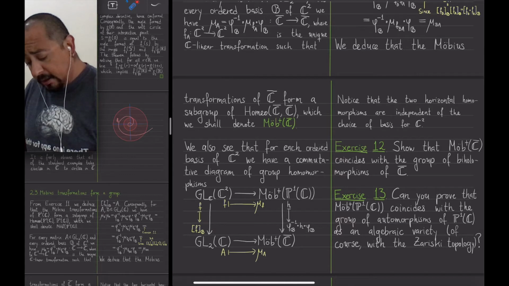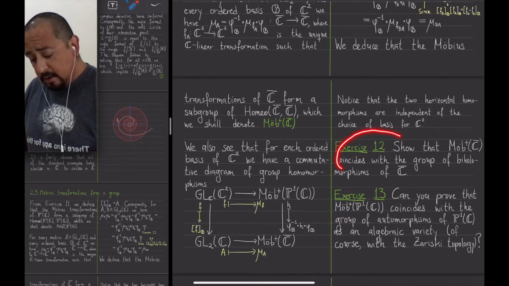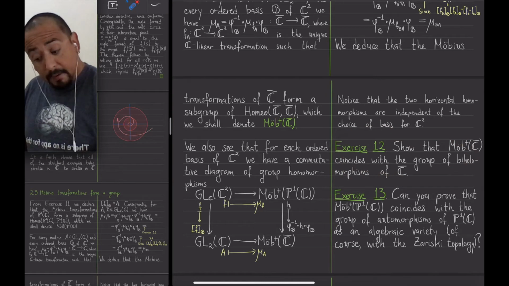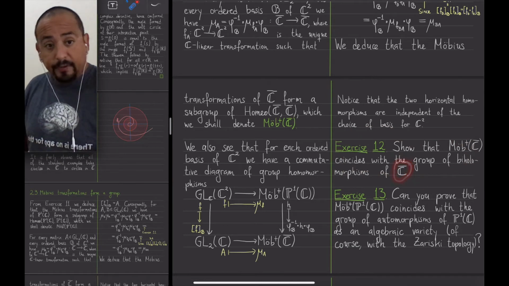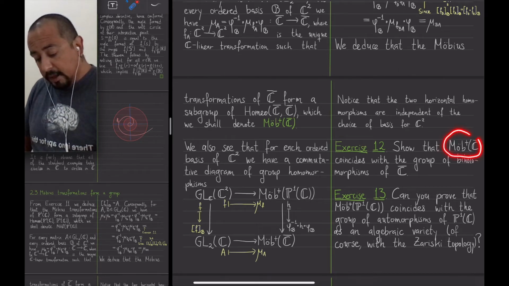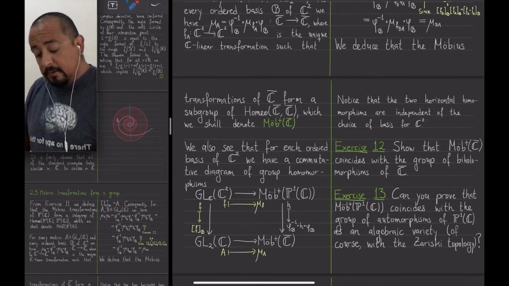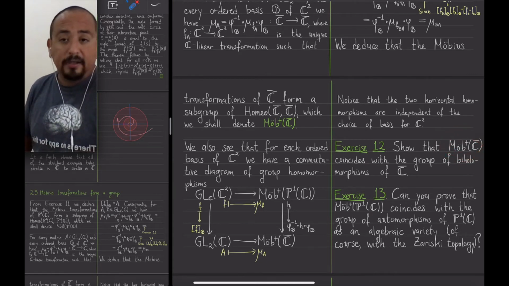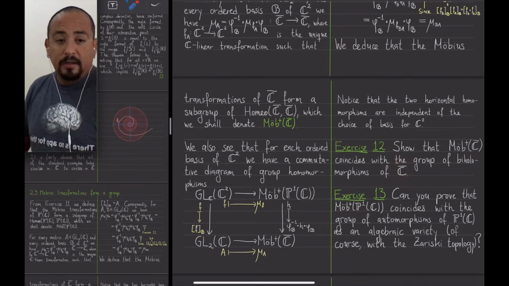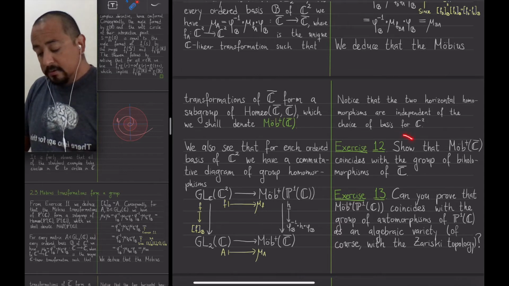Now, two exercises. One is that, remember that C bar is a Riemann surface, right? And it turns out that Möbius transformations are precisely the biholomorphisms of this Riemann surface. So, show it.